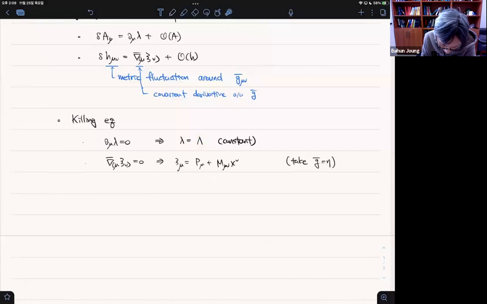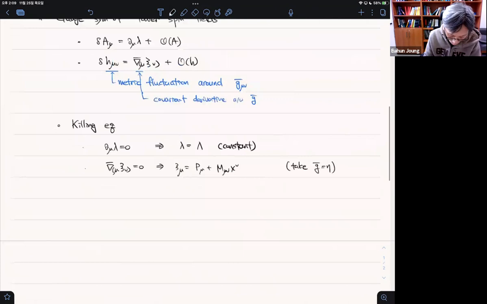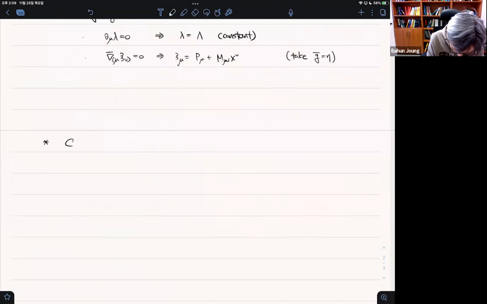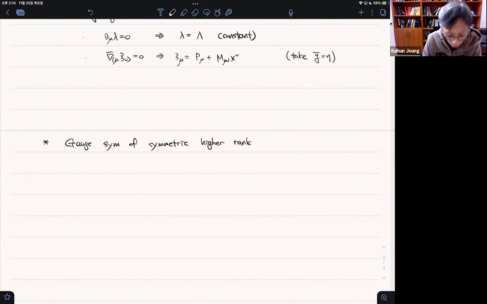Like, and then this is translations. And then Lorentz transformations. So we know this. And then we can repeat the same thing with the higher spin fields. By higher spin fields, most of the time we mean symmetric higher spin fields, because those exist in all dimensions.